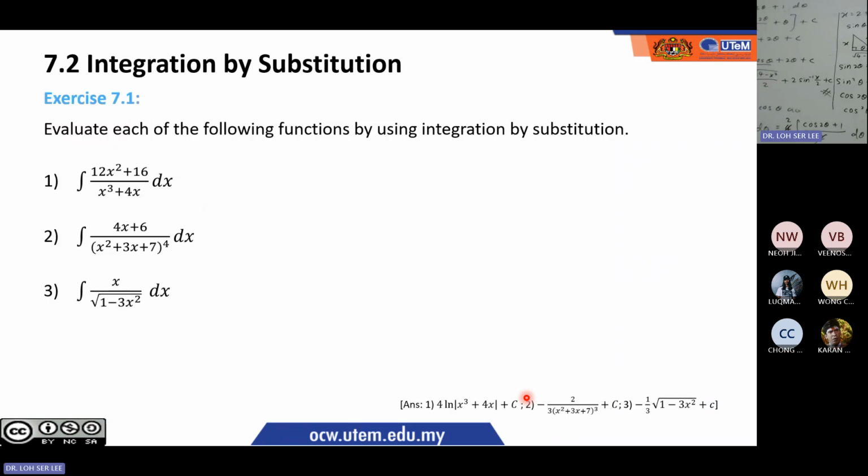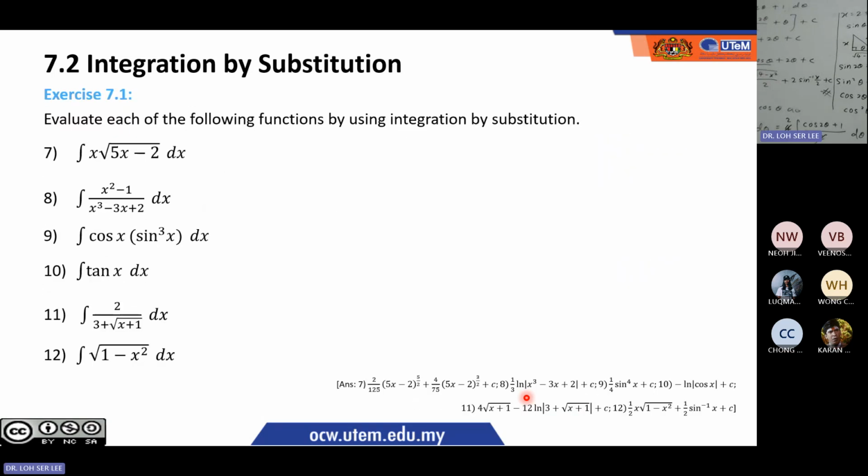Now I want you to try this one first. Try this one first.